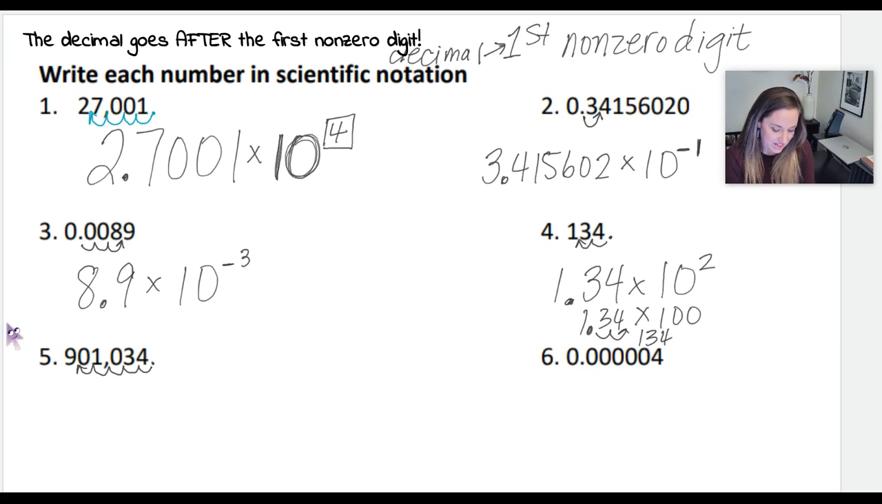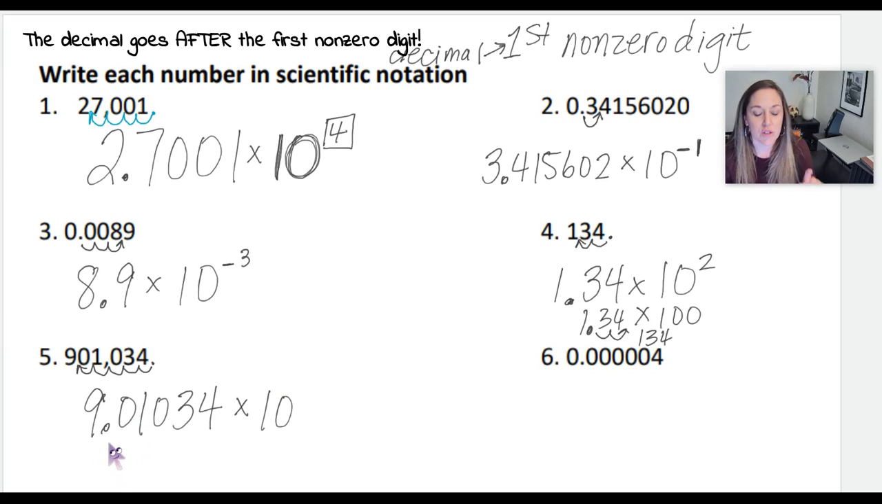Okay, so I'm going to rewrite this as 9.01034 times 10 to the something power. So looking at our number that I wrote, 9.01. So we have like a 9. What will turn 9 into 900,000? A big number. So this exponent is going to be positive. And how do I find it? I count how many places I moved the decimal. 1, 2, 3, 4, 5. And that is the exponent of that one.